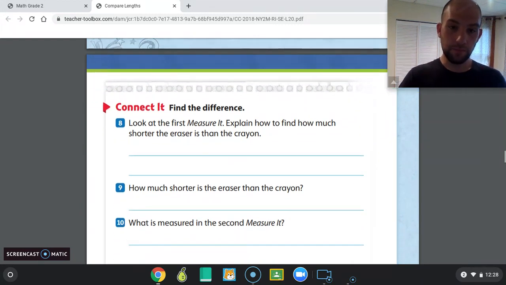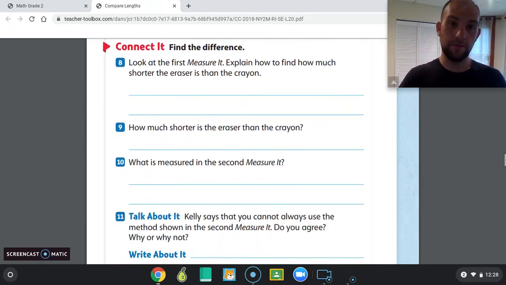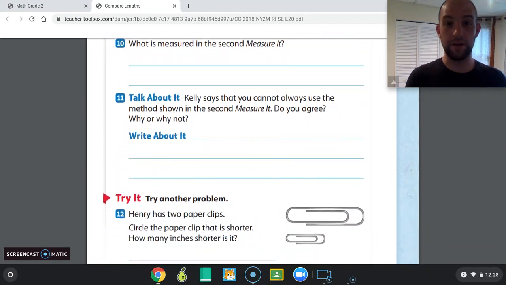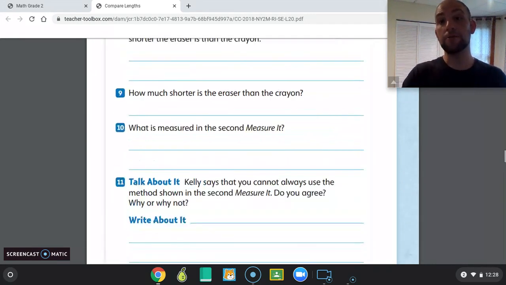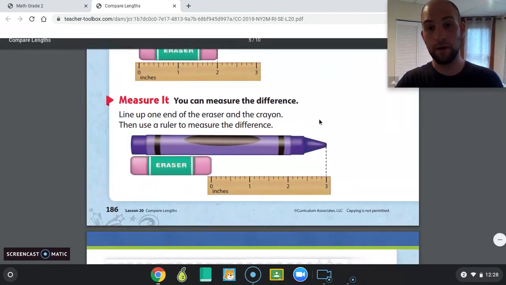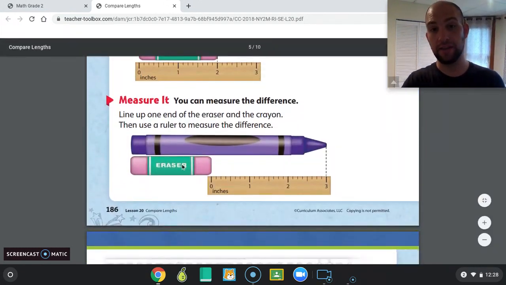Now, if you look at number 11 here, it says, Kelly says you cannot always use the method shown in the second measure it. Do you agree? Why or why not? So let's look at our second measure up here, where we have the crayon and the eraser lined right up, and we're measuring the difference.